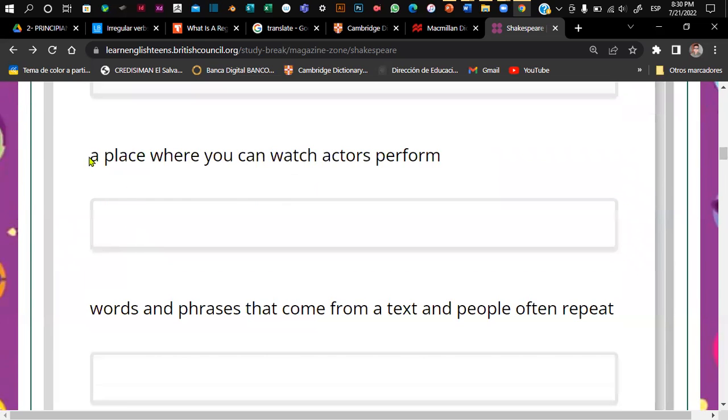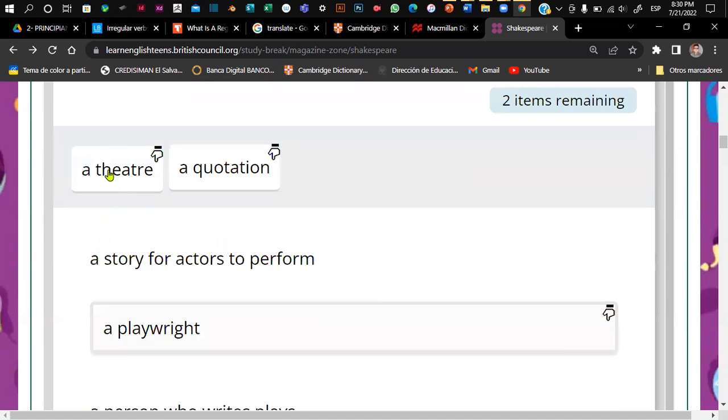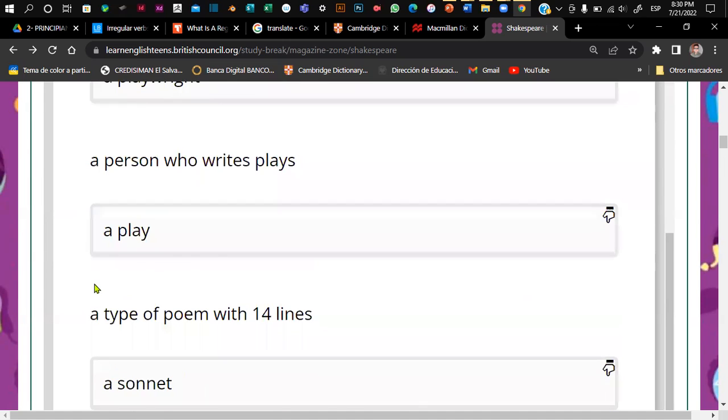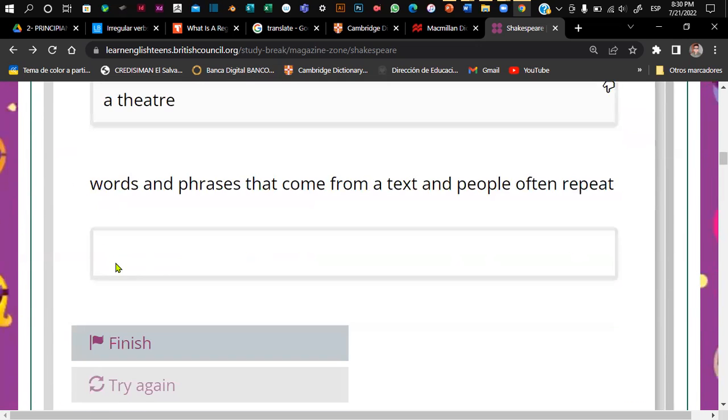A place, any of you? Where you can watch actors perform. Okay, now it says a place where. A theater. Where you can watch actors perform. Okay, what is perform? Perform is like acting, como actuar. Okay, this is a synonym. So the word is a theater. Because in this case, yes, it says a place. Okay, good, good. And the final one is?